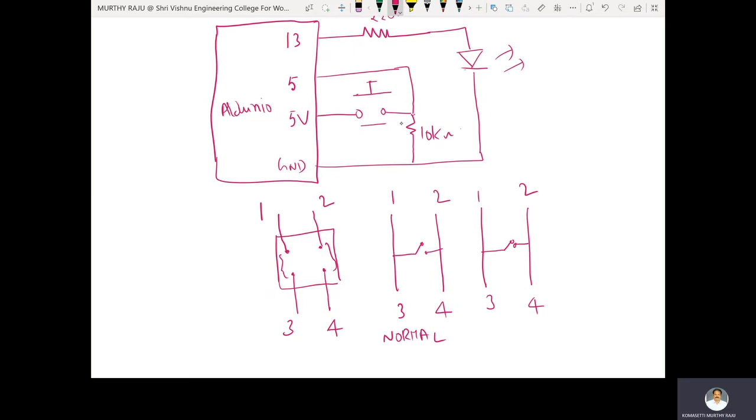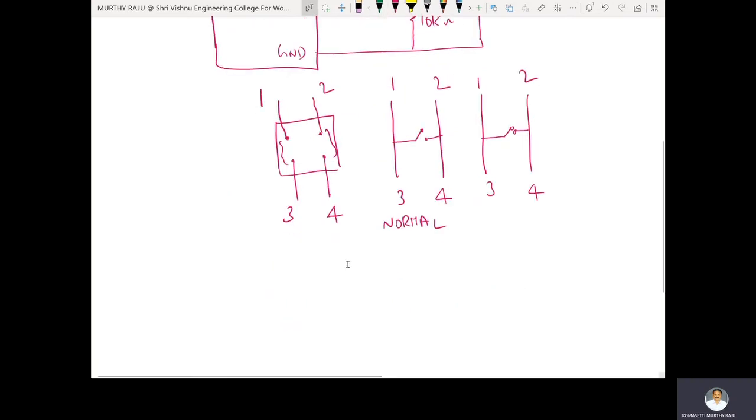Under unpressed condition, there is no connection between this point and this point. Open circuit condition. The 5th pin of the Arduino is connected to ground through a 10 kilo ohm resistor, which acts as a pull down resistor. The output is 0, that means low value. Whenever the switch is pressed, a connection is created between this point and this point. Therefore, 5 volts is connected to the 5th pin, and the output is very high. These are the two very important points.